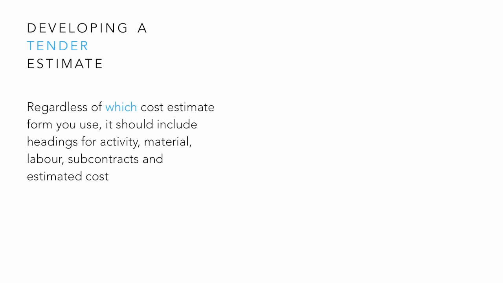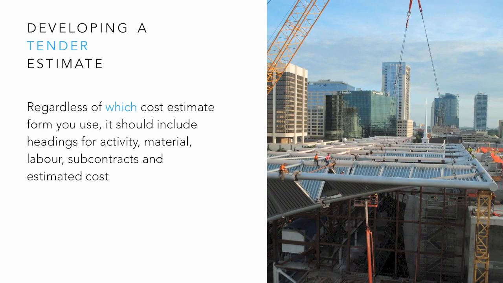Regardless of which cost estimate form you use, it should include headings for activity, material, labour, subcontracts and estimated cost. It should also have areas for direct construction costs, indirect construction costs, overhead and profit. In addition, a column for the actual cost compared to the estimated cost of a specific work item will allow you to evaluate the profitability of a job after it is completed. This will show you where estimates were high or low and enable the adjustment of future bids on similar projects.